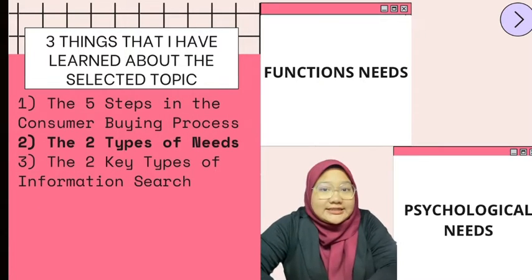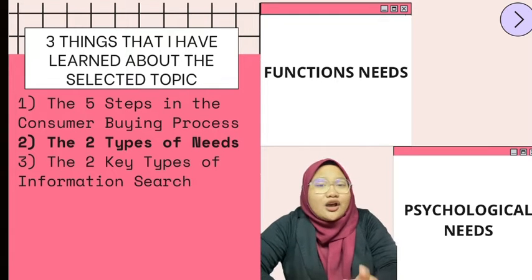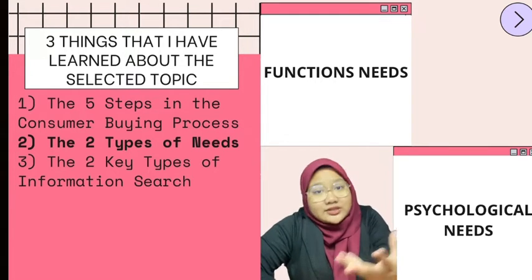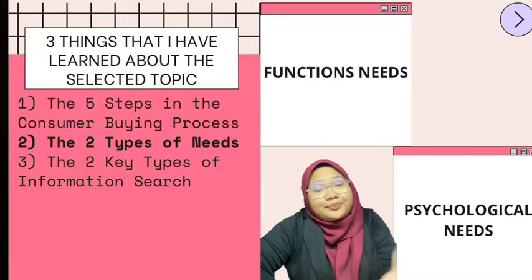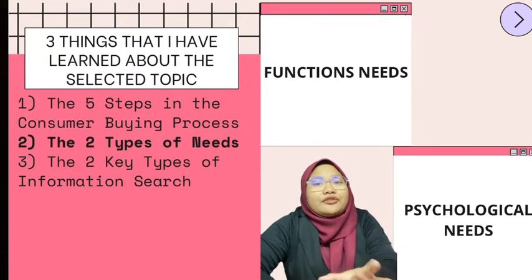There are 2 types of needs, which are functional needs and psychological needs. Functional needs pertain to the performance of a product or service, while psychological needs pertain to the personal gratification consumers associate with a product or service.